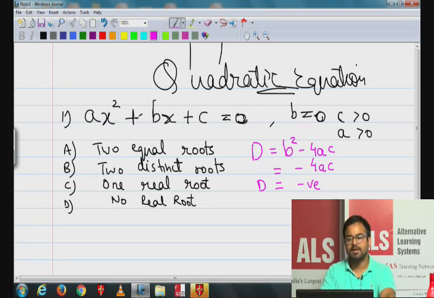And if this D is negative, then we have no real roots. For D equal to 0, we have real and equal roots. For D greater than 0, we have two distinct roots. And when D is less than 0, negative, we have no real roots. So the answer for this question was D, no real roots. All of you are getting it? Kohima, are you getting it?